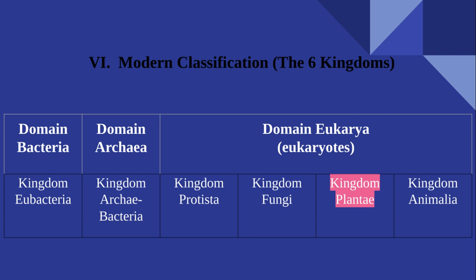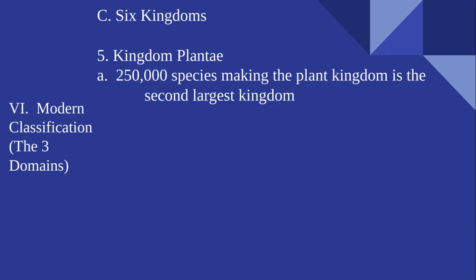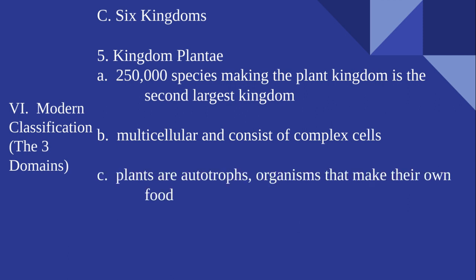Our fifth kingdom is Plantae, or plants. I would assume that most of you know a vast majority about plants at this point. There are an estimated 250,000 species, which makes the Plantae kingdom the second largest of the six kingdoms. They are multicellular, which means they have multiple cellular types, and they are complex in nature.